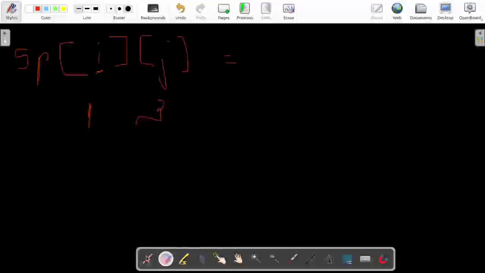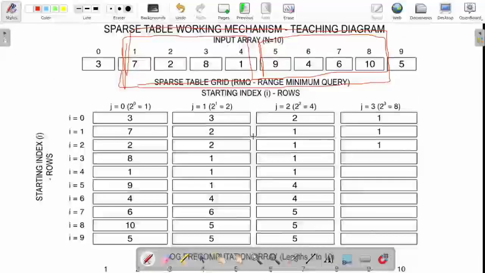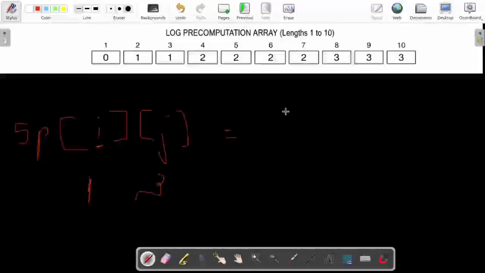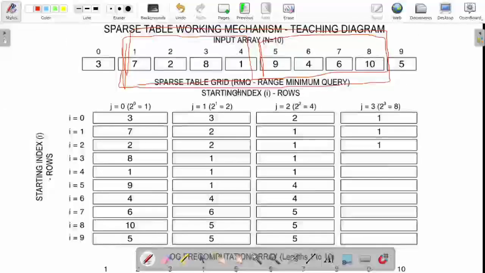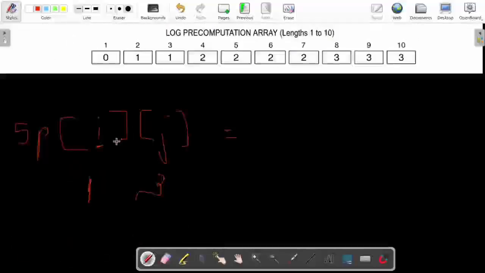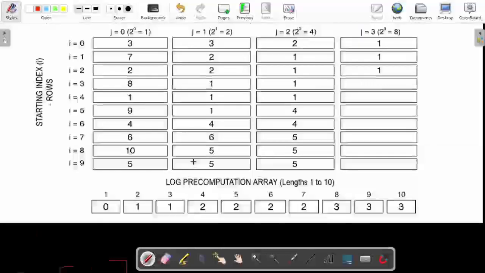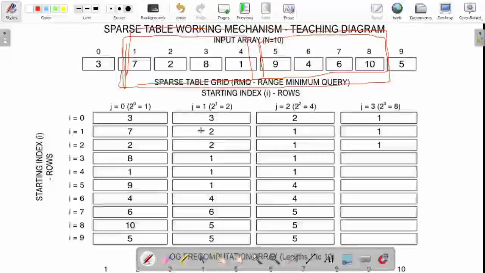But how will we combine the answer? We need very simple and small maths for this. Now, we are calculating the answer for i equals 1 and for j equals 3. And to compute this answer, we will be using segments of length j minus 1.